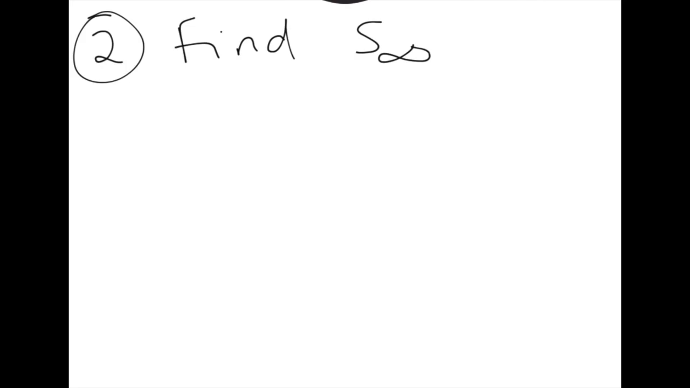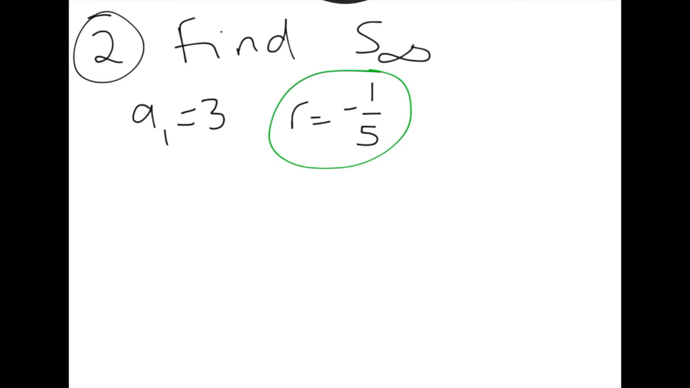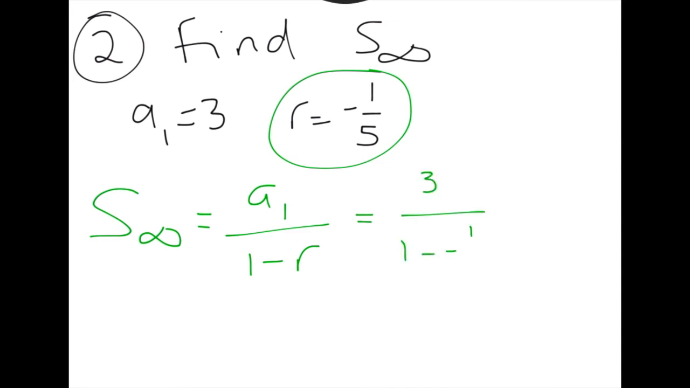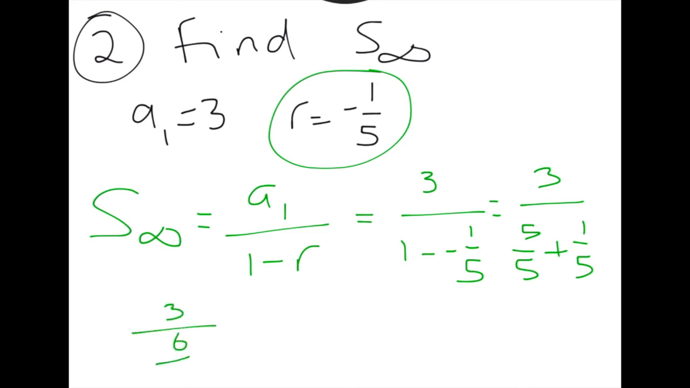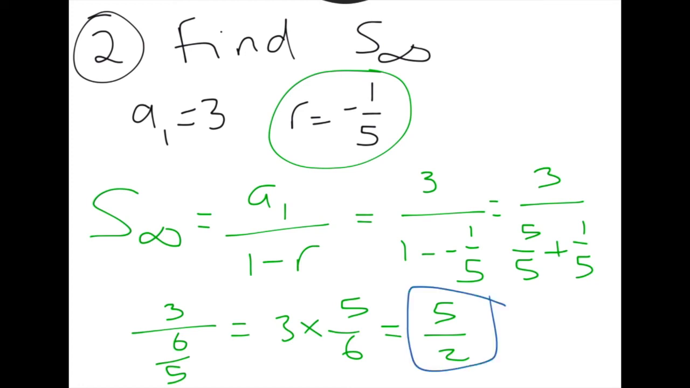Find the infinite sum. If I give you A1 is equal to 3 and R is equal to -1/5. Now, because this number is between -1 and 1, I know it's gonna converge, so let's find it. So S of infinity is going to be equal to A1 over, remember the formula, 1 minus R. So we get A1, that's 3, over 1 minus -1/5, that's 3 over 5/5 plus 1/5, so that would be 3 over 6/5, which is 3 times 5/6. I simplify that, I would get 5/2. That's my answer.